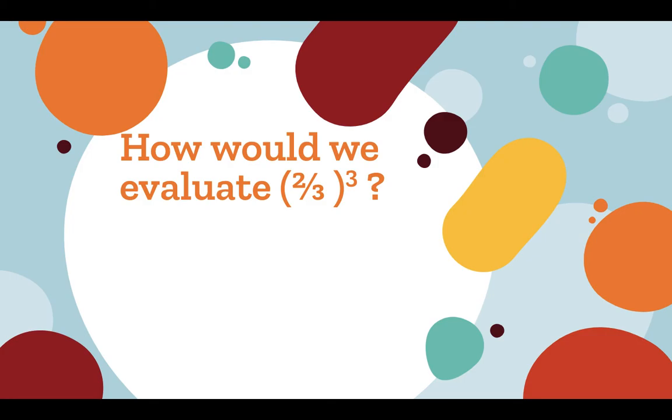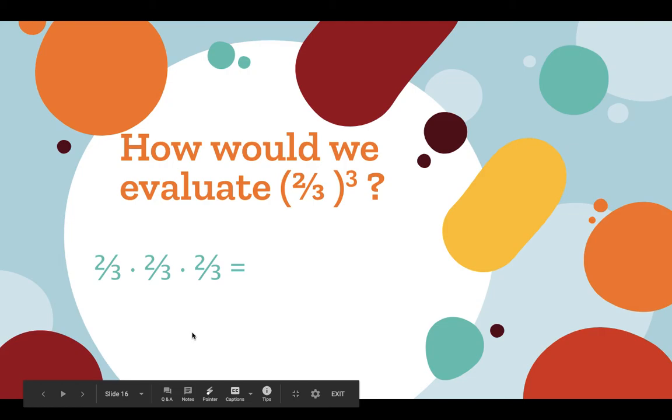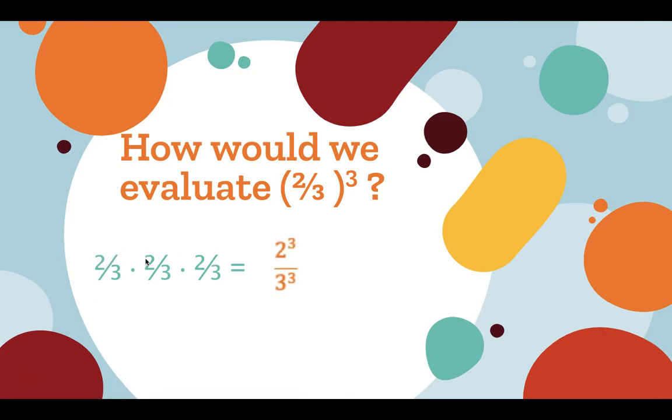So how do we actually evaluate 2/3 to the 3rd power? Think of this as we need to multiply 2/3 times 2/3 times 2/3, because 2/3 is our base, and we need to do that 3 times. So if we were doing this, how many 2's do we have? 1, 2, 3. 2 to the 3rd power, that's our numerator. And our denominator, our bottom number, we have it 1, 2, 3. So 3 to the 3rd power.